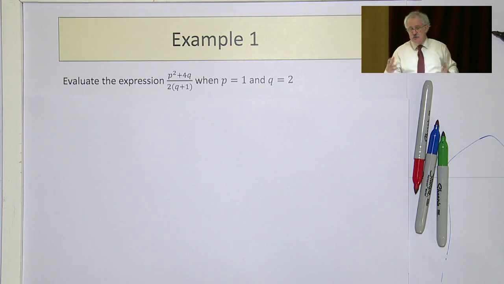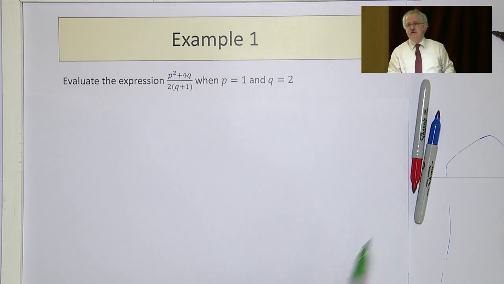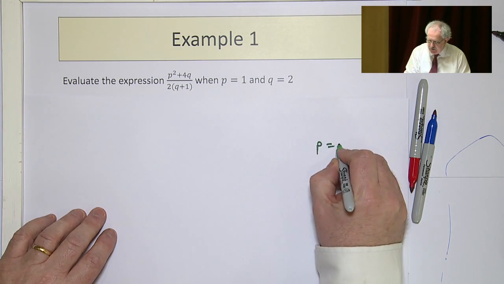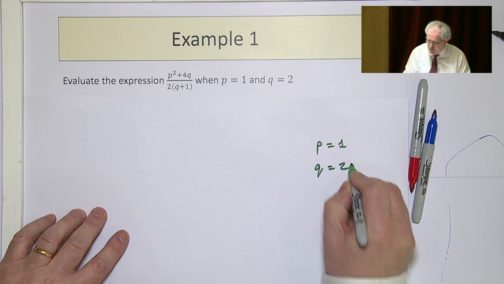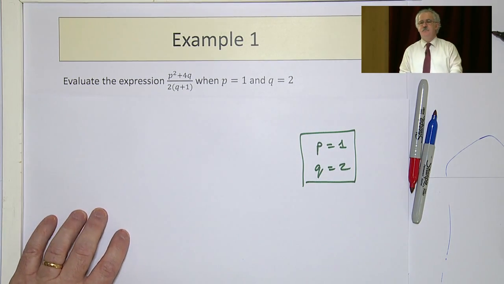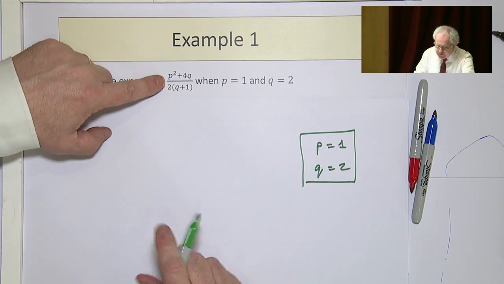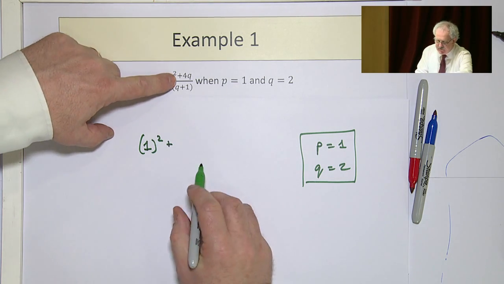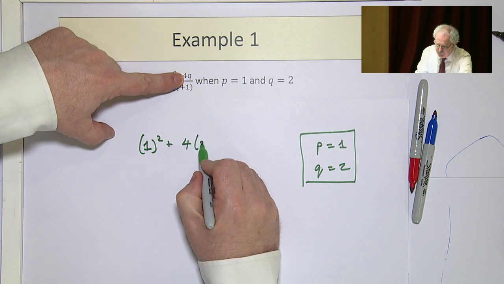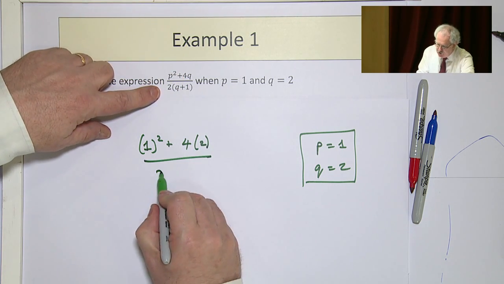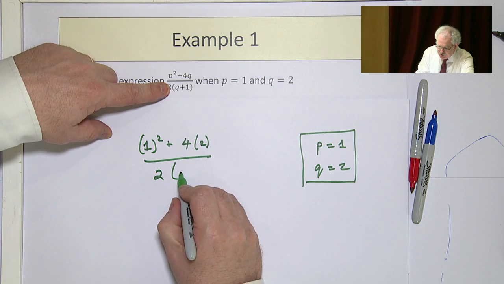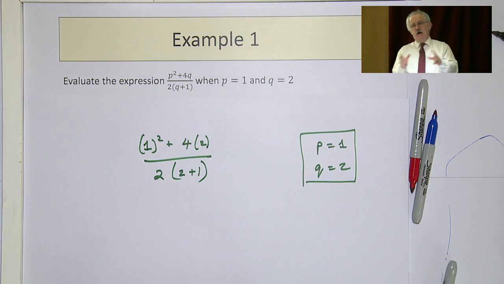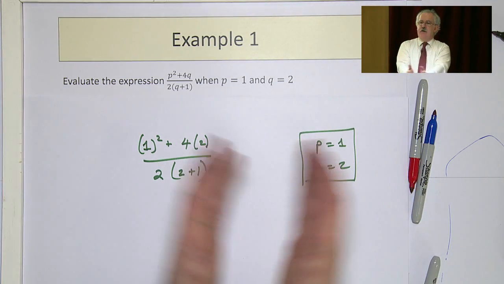So all we're doing now is inserting values into this expression. It's quite methodical really. You say p is 1, q is 2. Almost you have your table there. And you now reread it and you say p squared, well that would be 1 squared, plus 4 times q, that would be 2, 4 times 2, over 2 into q, that would be a 2, plus 1. So it's just taking time out to do that precisely.